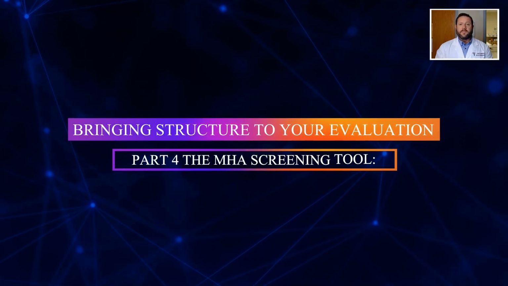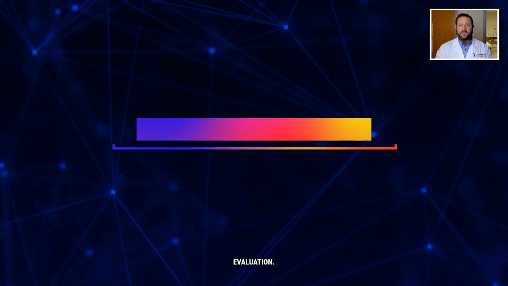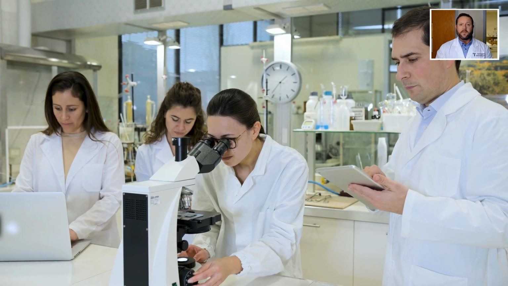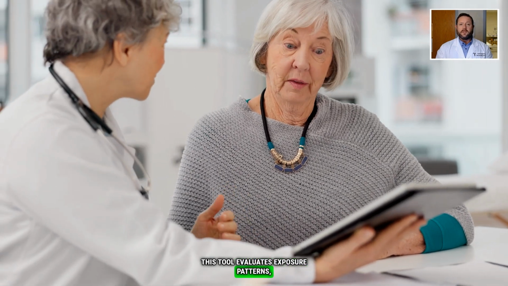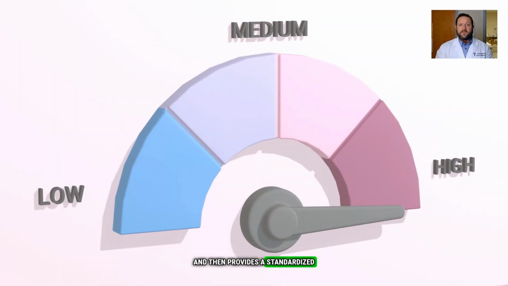Part 4. The MHA screening tool, bringing structure to your evaluation. To help clinicians systematically assess for microplastic toxicity, the Microplastics Health Alliance has developed a validated clinical screening tool. This tool evaluates exposure patterns, symptom clusters, and known risk factors, and then provides a standardized risk score.